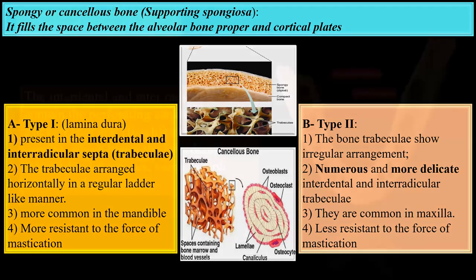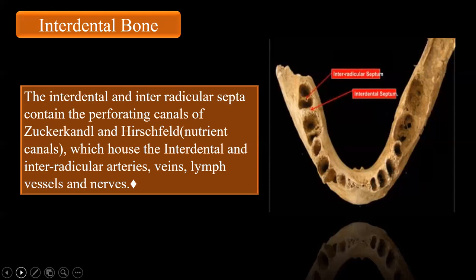The next is the interdental bone. As I mentioned, the interdental bone is seen between the alveolar sockets. The interdental and interradicular septa contain perforating canals of Zuckerkandl and Hirschfeld, which house the interdental and interradicular arteries, veins, lymph vessels and nerves.